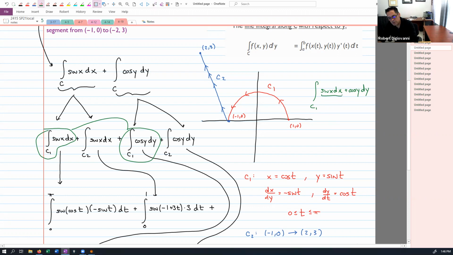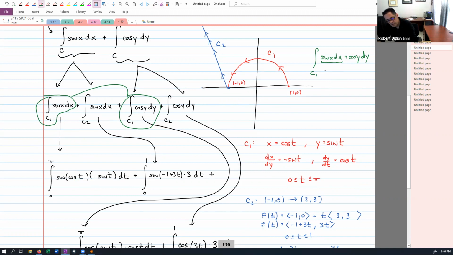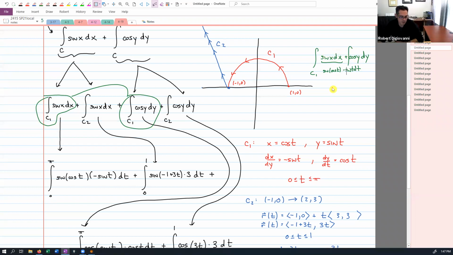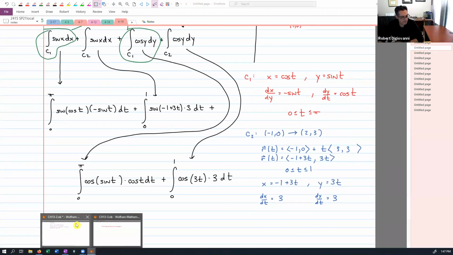So if you do this right here, that's this first one right here, this becomes sine of cosine t times negative sine t dt. That's what that is. And then you have plus another one. So you see you have dt twice in here. It's just weird notation, so it's just messy. Just put two integrals and do them separately, that's probably going to keep you out of trouble though.